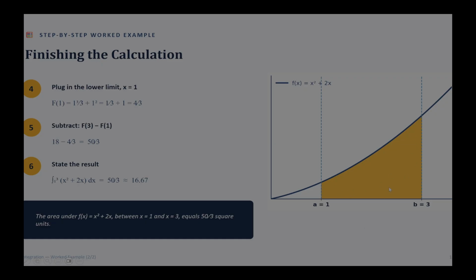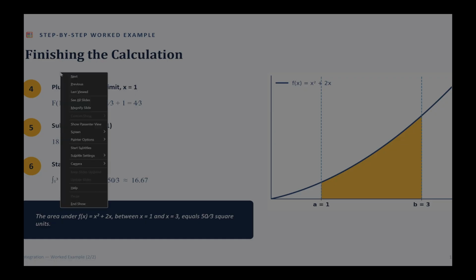16.69, because you got F3 minus F1. So the area under x squared plus 2x between x equals 1 and x equals 3 is equal to 50/3. That means 16.67 square units. So there are six steps to go through when you do it, right?